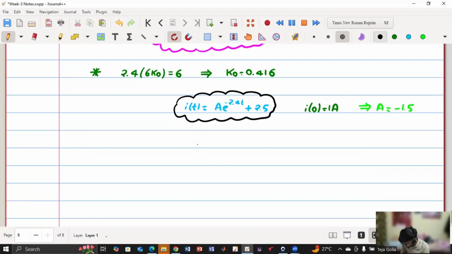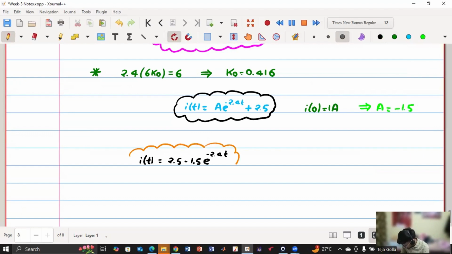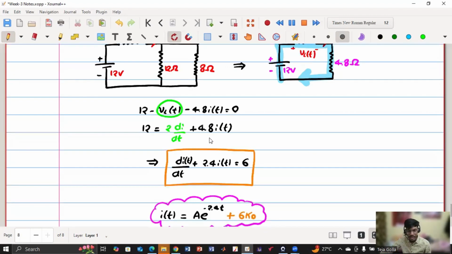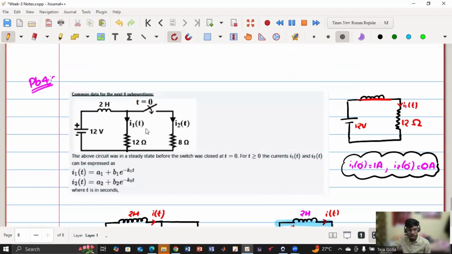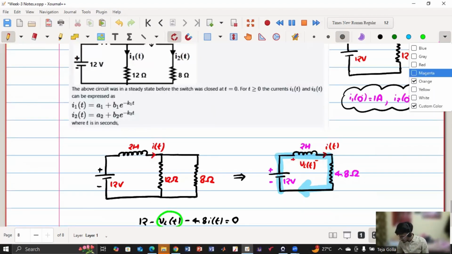So let us write the final expression. I of t equal to minus 1.5 e to the power minus 2.4t plus 2.5. Okay. So in the question they are asking what is the value of I1 as well as what is the value of current I2. So let us write what is I1 and then what is I2.